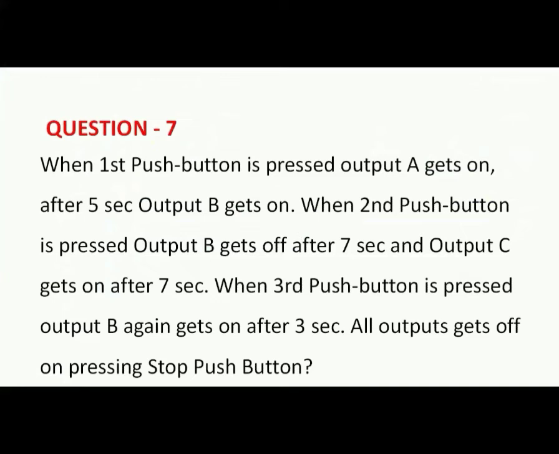Now read out the second part. When the second push button is pressed, output B gets off after 7 seconds. Now we have to use another push button, that is the second push button, and output B gets off after 7 seconds and output C gets on after 7 seconds. So it is clearly mentioned there is a timer related to output B and output C.